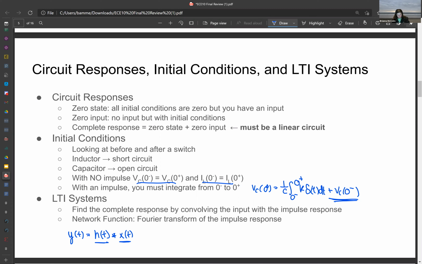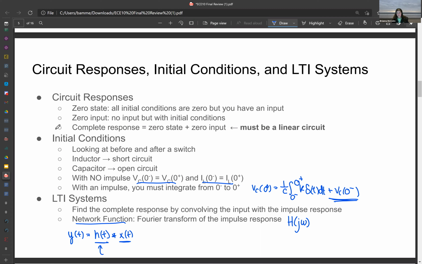And once you find this transfer function, it's also called the network function in circuits. So that would be the Fourier transform of the impulse response. So that's going to be the h of j omega in the frequency domain. So once you have this information, you can use it to arbitrarily find responses to any potential inputs that you have.